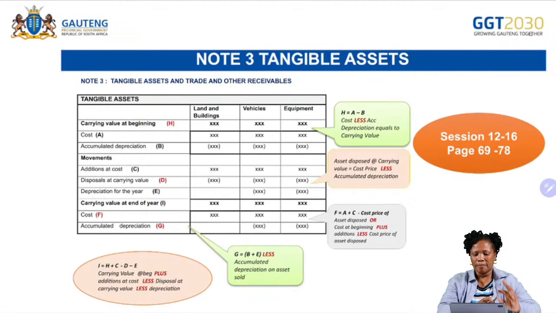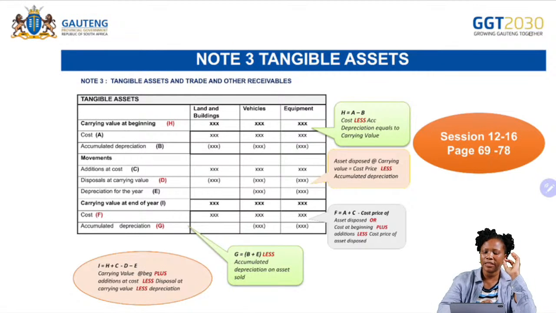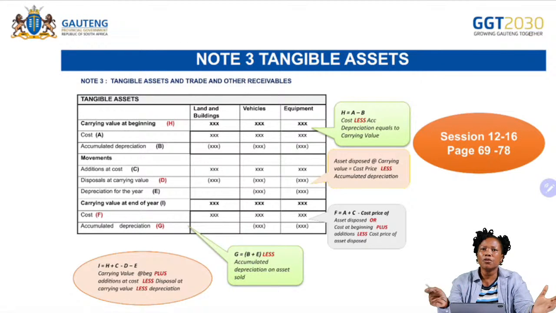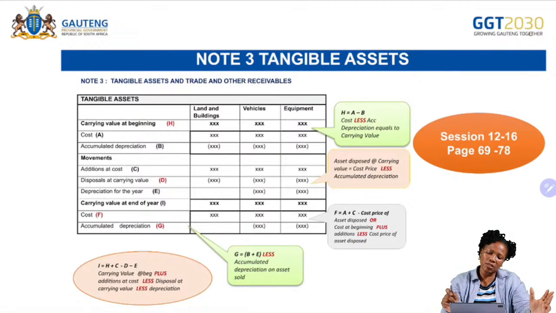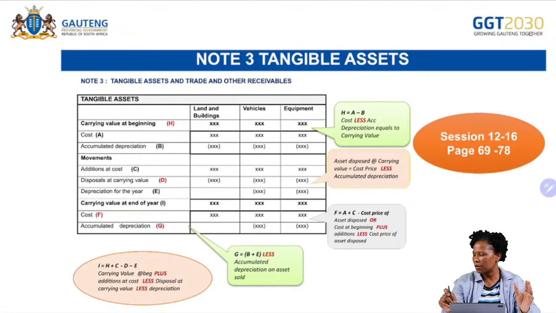With this structure, you must always remember that if you are given note number 3, you will find that most of the information is not given to you. You have to work it out. I'm just going to demonstrate a few calculations because we don't have enough time.